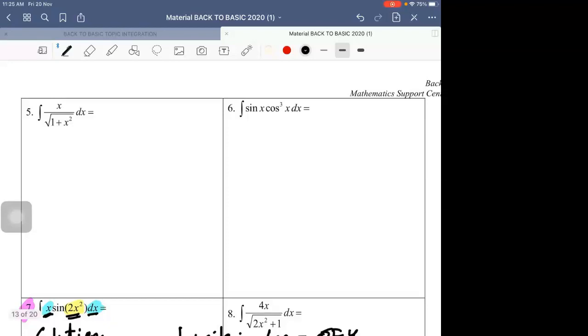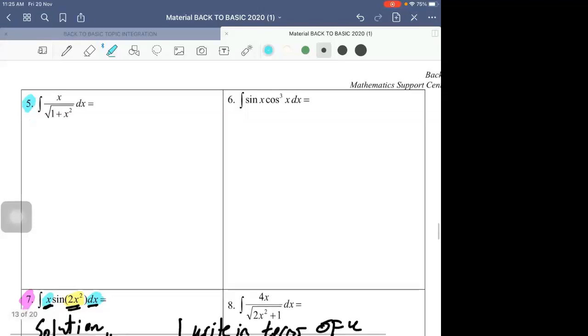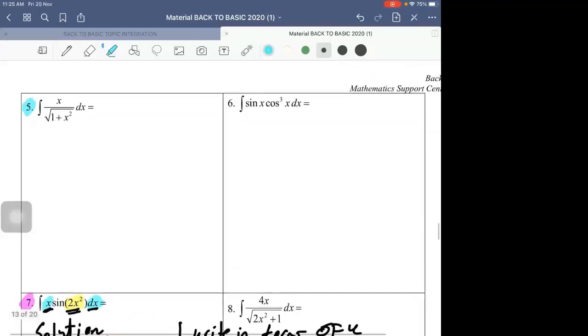Okay, let's say I have number 5. Look at number 5. Student, can you tell me what is your u? What is your u for this number 5?